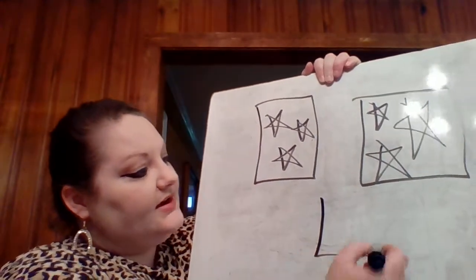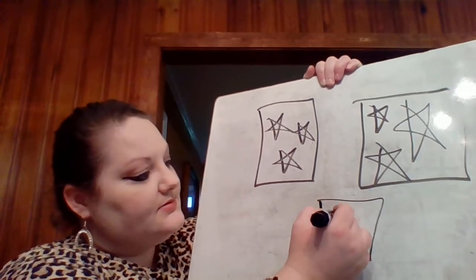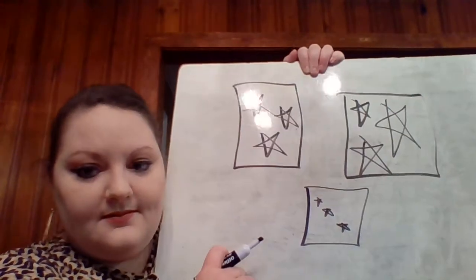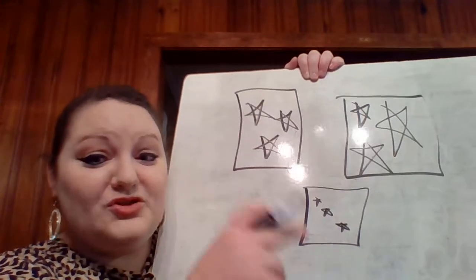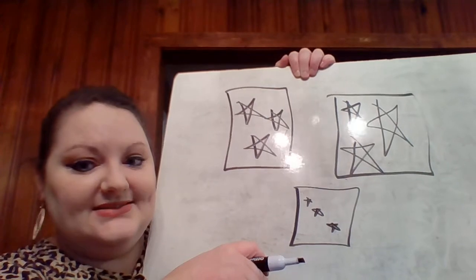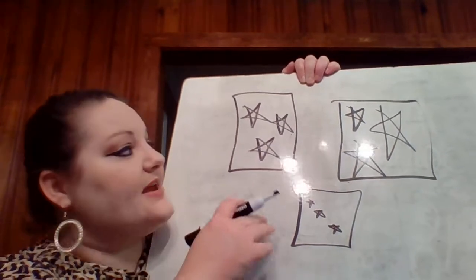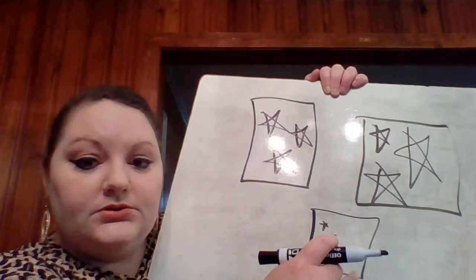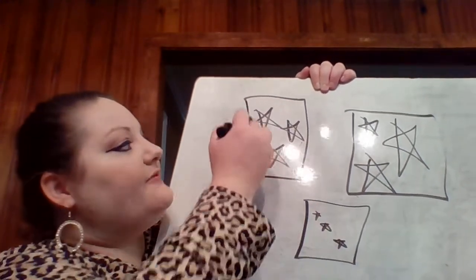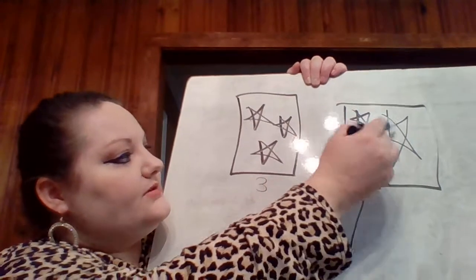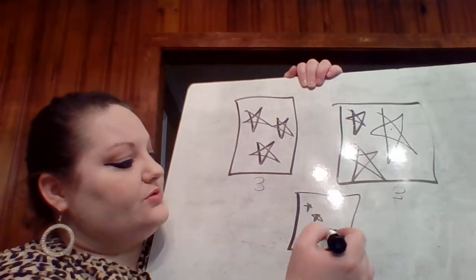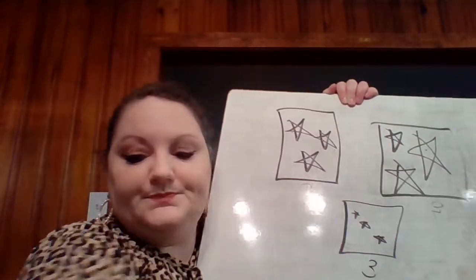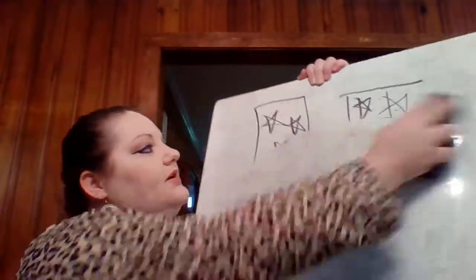I mean, I could even draw a 3rd box. Okay? Now, I have drawn the stars in different sizes. Just because something is drawn bigger does not mean it's more. Okay? I still have 1, 2, 3, 1, 2, 3, and 1, 2, 3. I still have the same quantity. Okay?